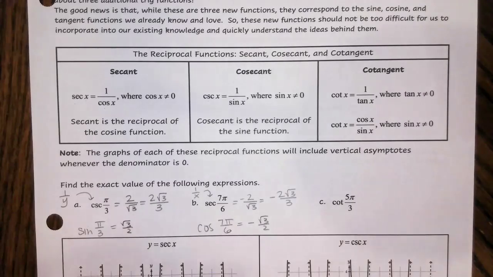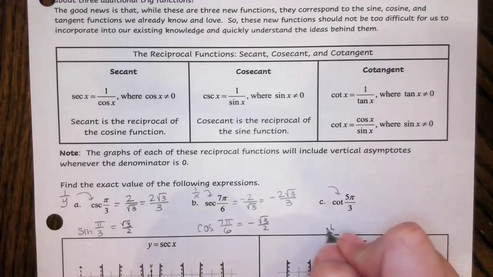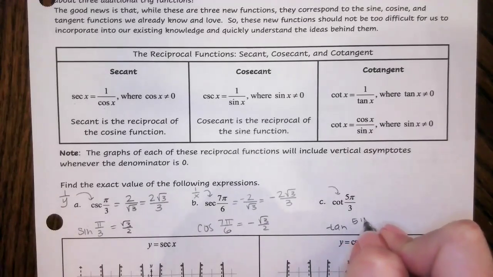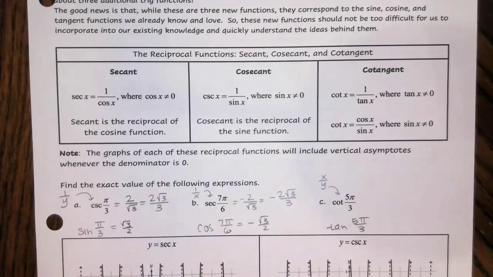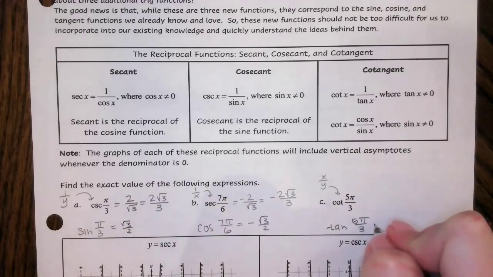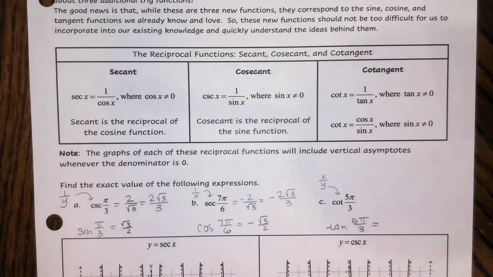All right, for cotangent, that was y over x was our tangent. And so this is going to be x over y. So tangent's y over x, cotangent is the reciprocal, so that's going to be x over y. We go ahead and find the tangent value for 5 pi over 3. Again, you should be getting so good at these because we've done so much unit circle.